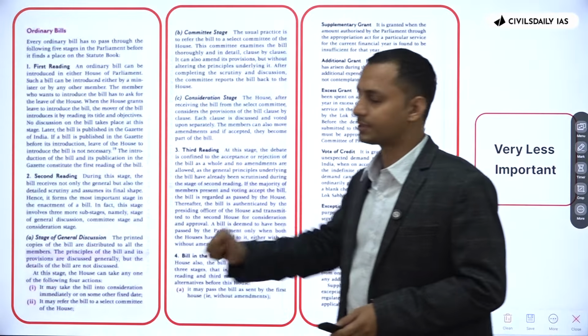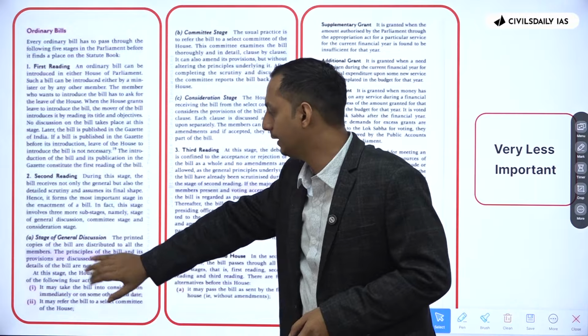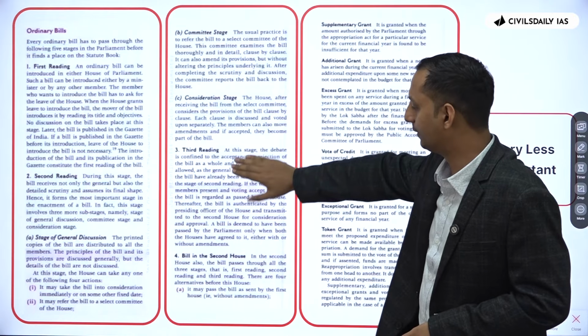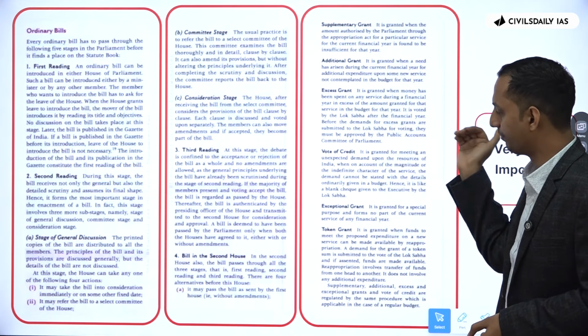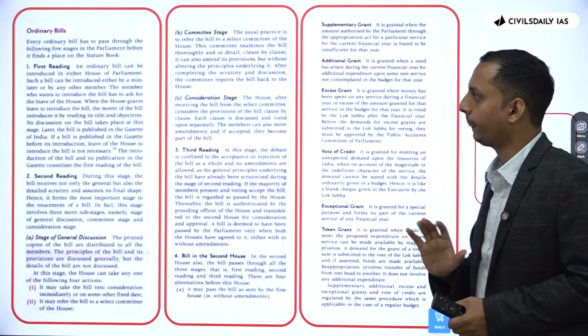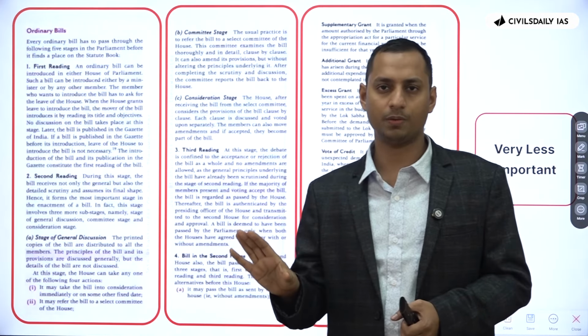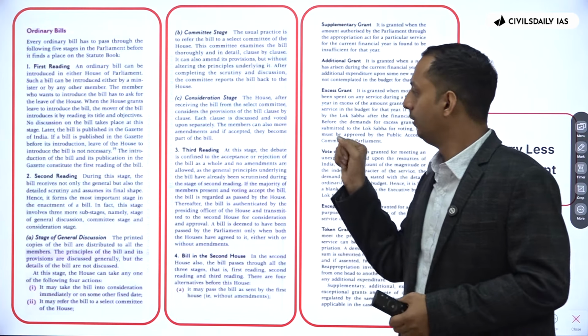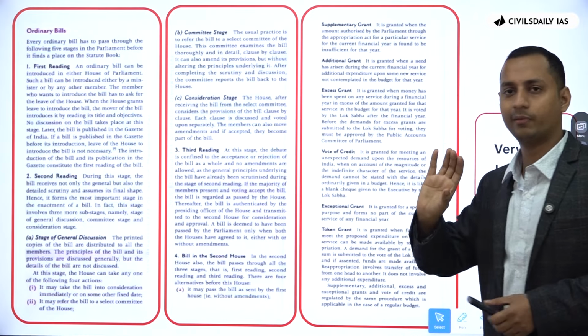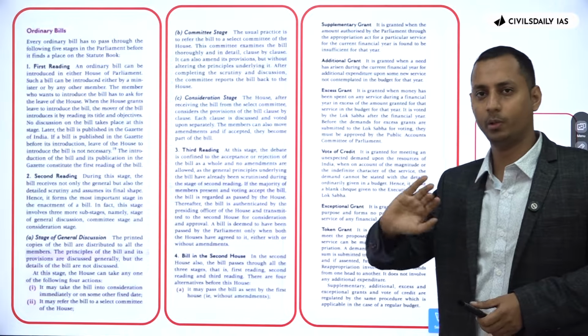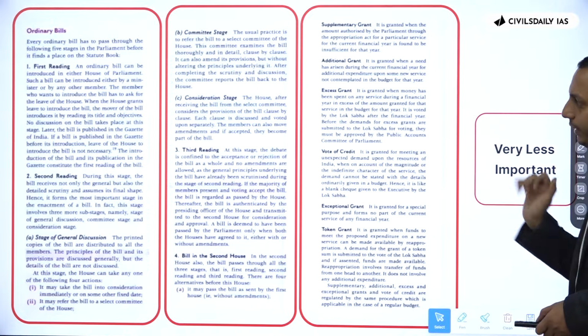Ordinary bills, this is what I said. First reading, second reading, stage of general discussion, consideration, third reading, bill in the second House, supplementary grant, additional grant, vote of credit, exceptional grant, token grant. All these are not there in the Constitution. So do not give too much importance to this. You can read it for the first time. When you revise for the second time, you don't need to revise the same. Very less important.